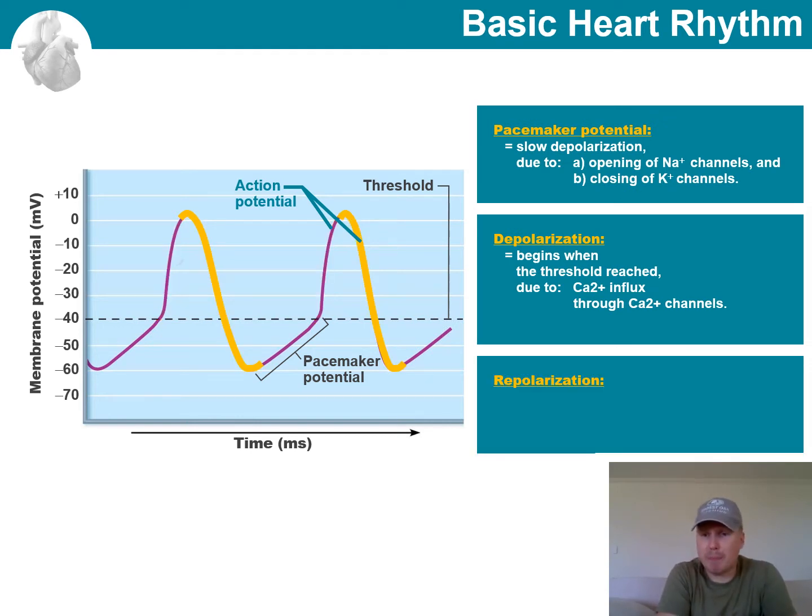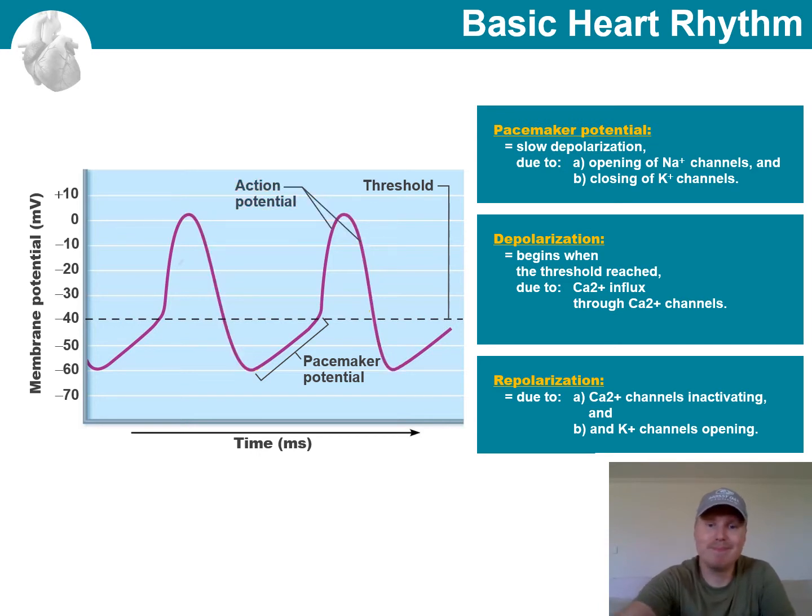The final stage of our action potential is repolarization. This is due to the calcium channels becoming inactive and potassium channels opening. As a result, there is potassium ion efflux, which brings the membrane potential back to its most negative voltage. So there you have it: our basic heart rhythm and the events that generate it. Similar to action potential, but still different.